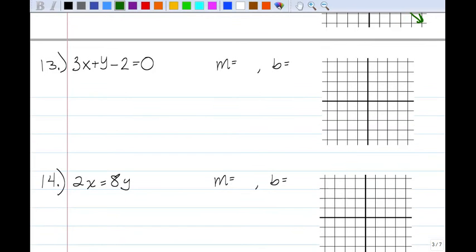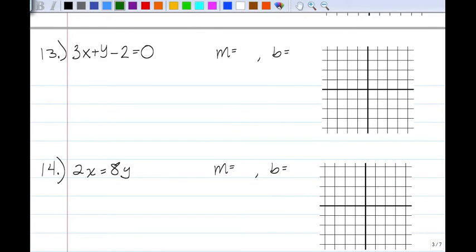Now on number 13, this equation is not in slope-intercept form. So the first thing I want to do is put it into slope-intercept form, which means I need to get y by itself. So in order to do that, I'm going to subtract 3x from both sides, and I'm going to add 2 to both sides. So that gives me y equals negative 3x plus 2. So now it's in slope-intercept form.